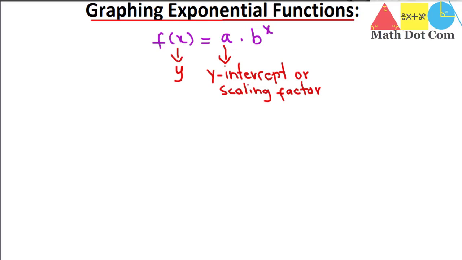Then what is b? b is basically the base of an exponential function, and it depends on the value of b whether the function will grow or decay. I will explain the importance of b a little bit later, but currently you just need to know it is the base that will decide whether the exponential function is growing or decreasing. Lastly, we have this x. This x is basically the exponent.